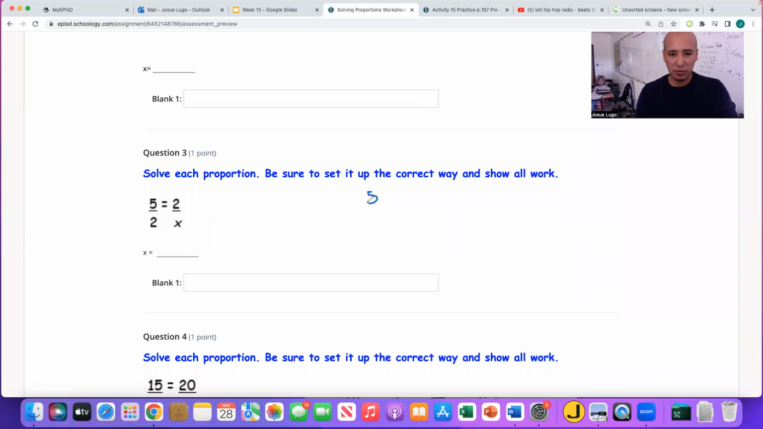So again, we write down the problem. 5/2 is equal to 2x. And before I do it, I encourage you to pause the video and see if you can build the equation by yourselves.